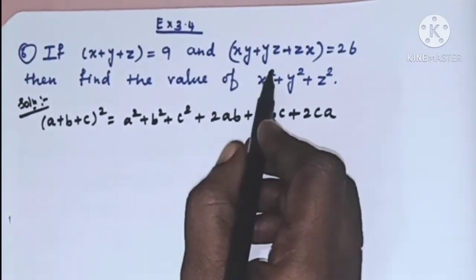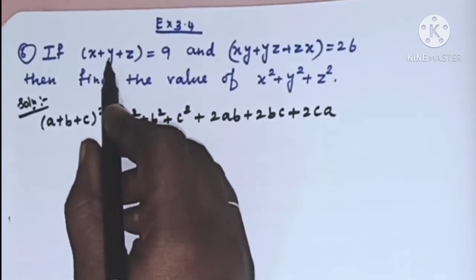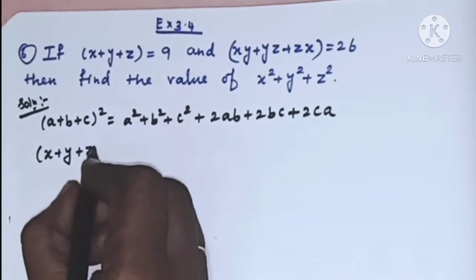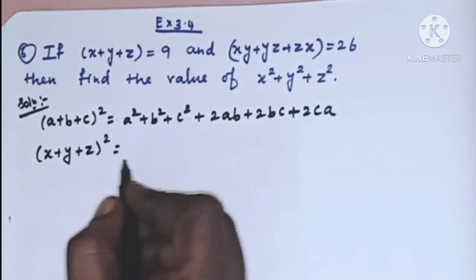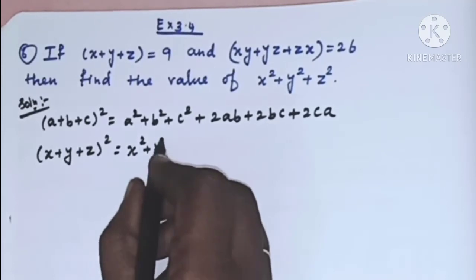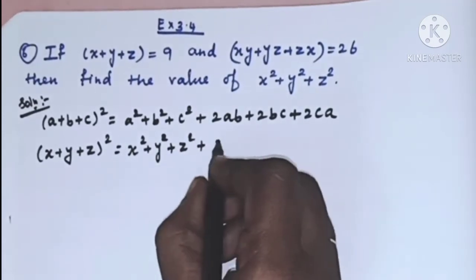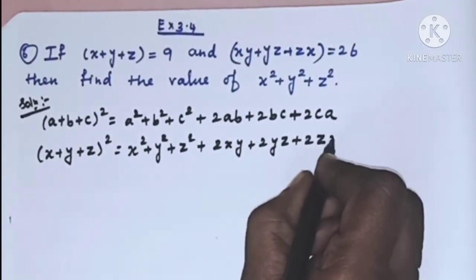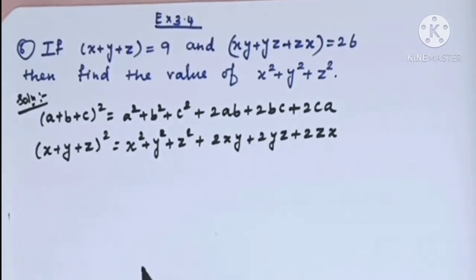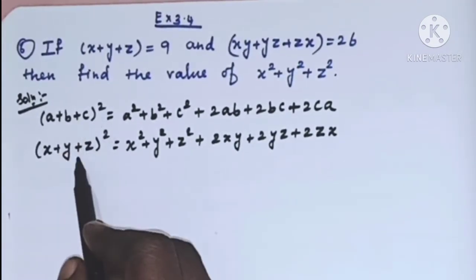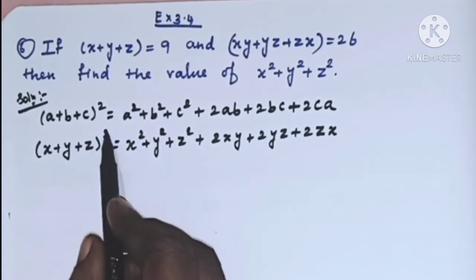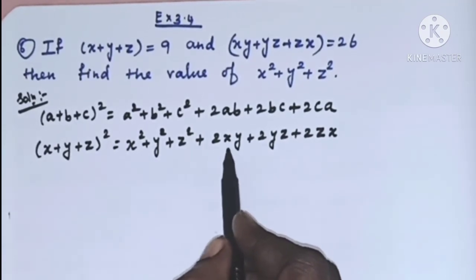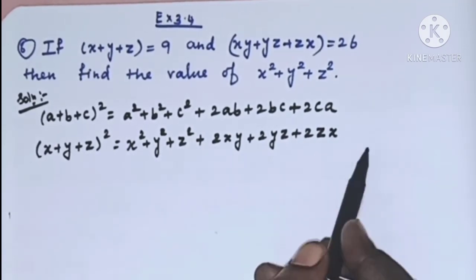But here in this sum, they have given the expressions in terms of x, y, z. So, write this identity in terms of x, y, z. We have x plus y plus z the whole square is equal to x square plus y square plus z square plus 2xy plus 2yz plus 2zx. In this way, we also have to write this algebraic identity.